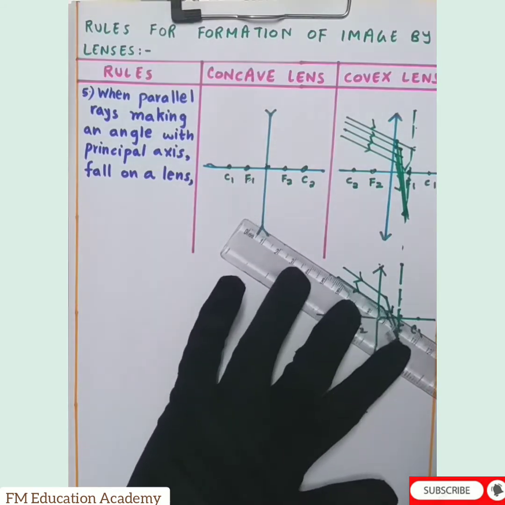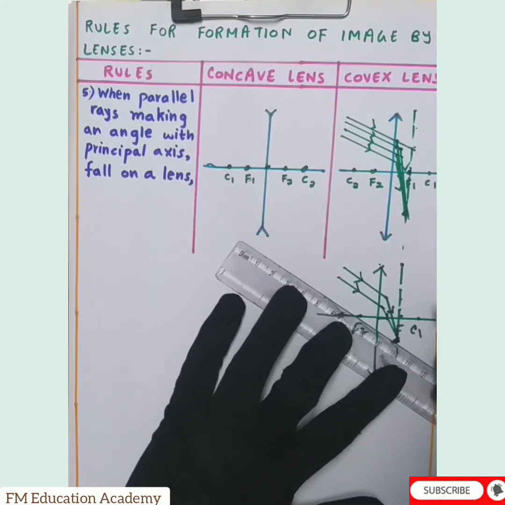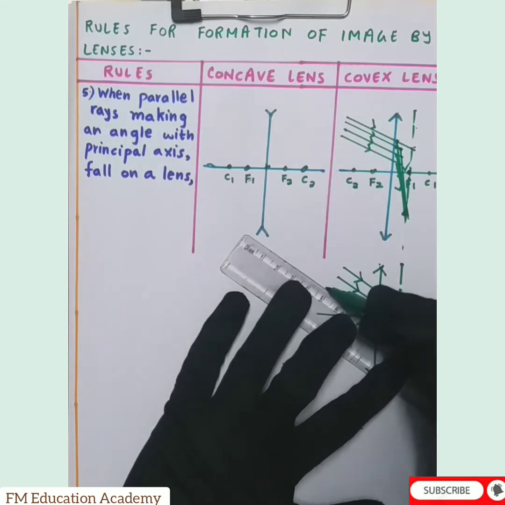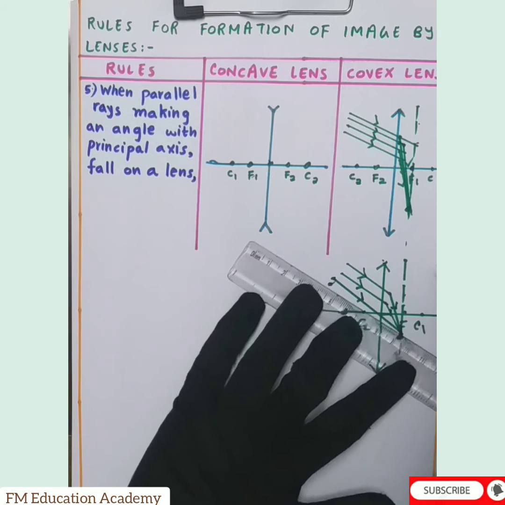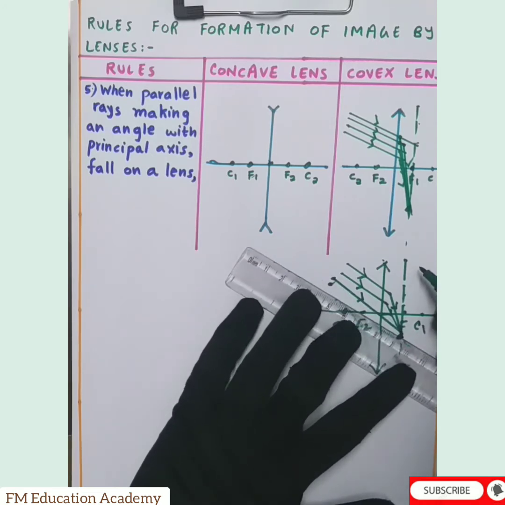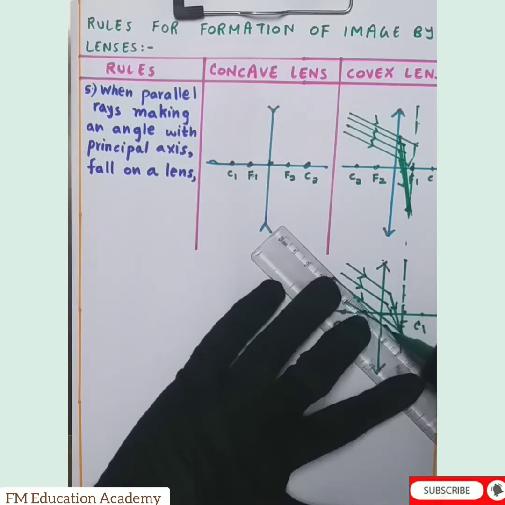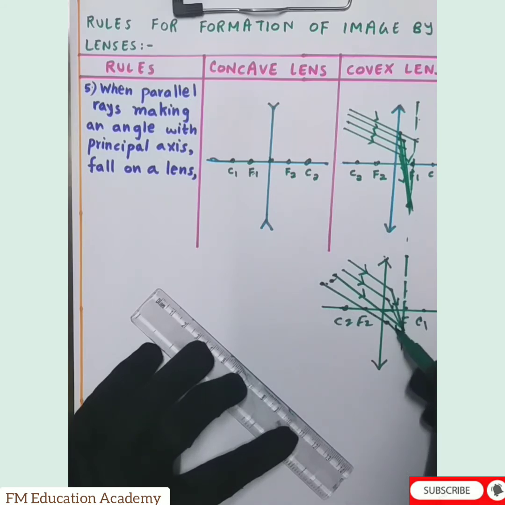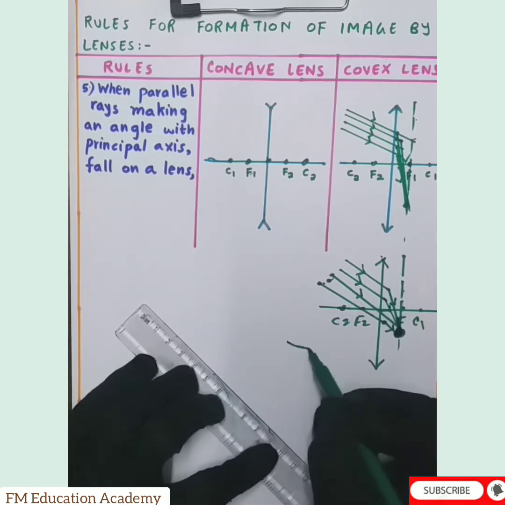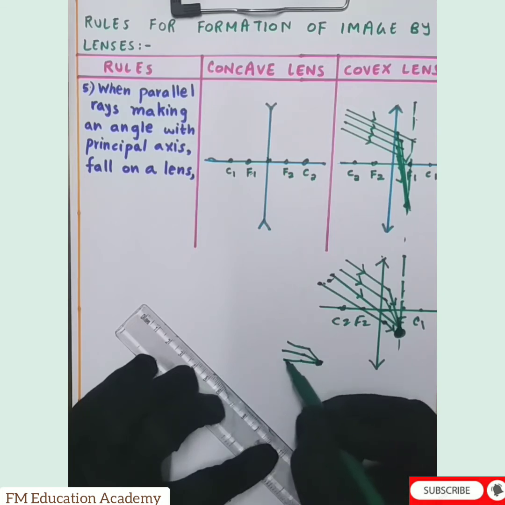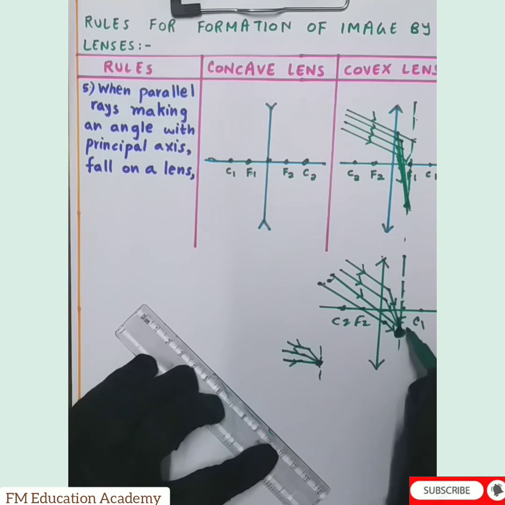Suppose here also they are parallel, so they will converge. A ray which passes through the optic center will go straight like this only. A ray that is parallel will refract, change its direction, and meet at a point on the focal plane. Let us suppose this is my point on the focal plane in which all rays are meeting. All are meeting at one point, and whenever they are parallel, they will meet like this on a focal plane. We can say here they are meeting at F2.